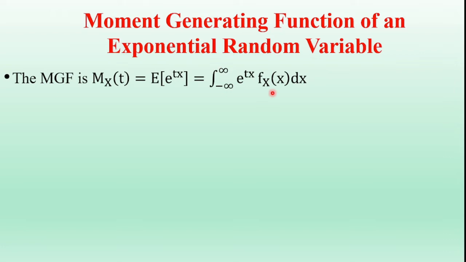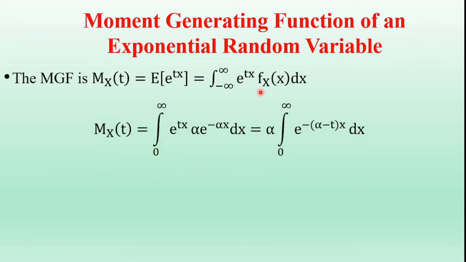The probability density function of the exponential random variable is alpha into e^(-alpha x) for x greater than or equal to 0. When applying the definition of the exponential probability density function, we get x greater than or equal to 0. X greater than or equal to 0 means x starts from 0. So the range of x is 0 to infinity, e^(tx) dx. The exponential density function is alpha into e^(-alpha x) dx.